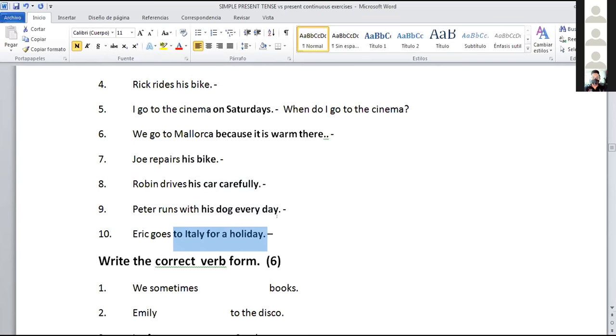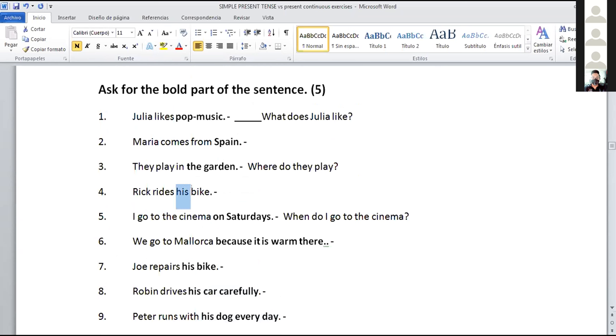Okay, so the words in bold are the ones that are the answer to your question. For example, pop music. I want the answer to be pop music. What is the question? What does Julia like? Julia likes pop music. Okay. What is number two? Spain. I want the answer to be Spain. What is the question?